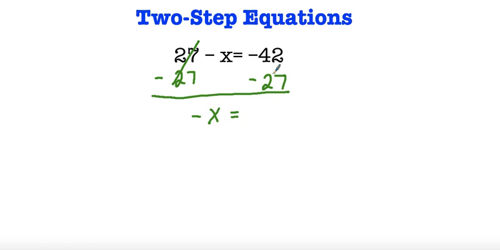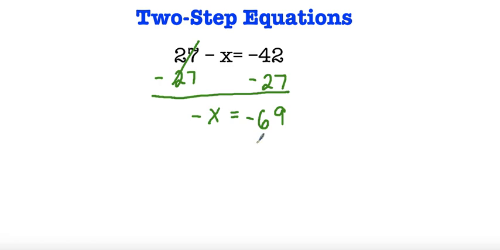And this cancels out. On the left side, I'm left with negative x is equal to, so here we have negative 42 minus 27. And since the signs are the same, we are going to add and keep the negative sign. So 2 plus 7 is 9. 4 plus 2 is 6, and our answer is negative. So here we have negative 69.